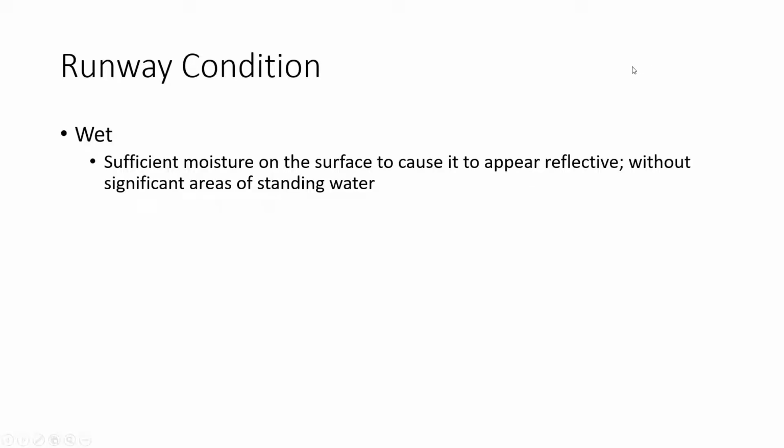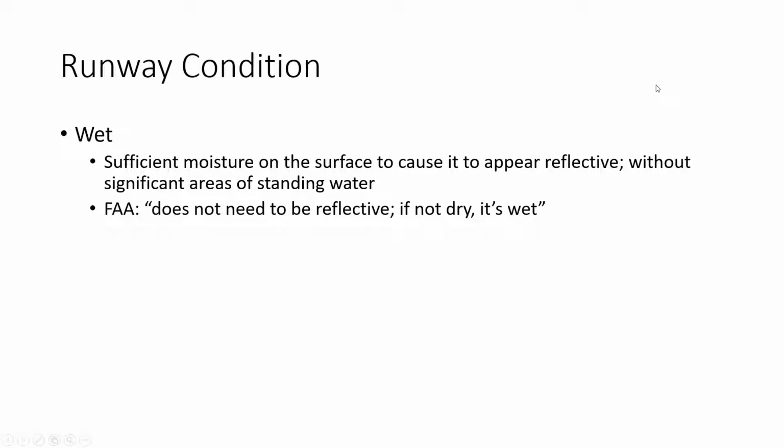So let's get into some quick definitions of what runway conditions mean. Some of you have likely heard this definition: that a wet runway is when there's enough moisture that the surface appears reflective with outstanding water. This is a widely distributed definition. Unfortunately, it's not correct from the FAA's point of view. The FAA is clear that a runway does not need to be reflective. If it's not dry, it's wet. If the runway is not completely dry, then we are to consider the runway wet. So that's the definition of a wet runway.